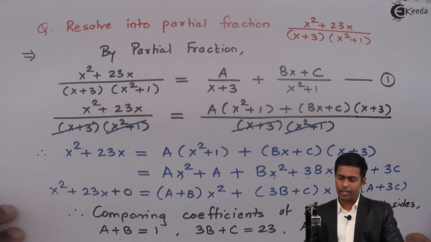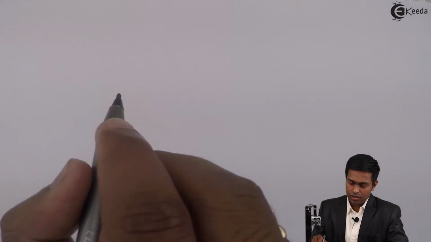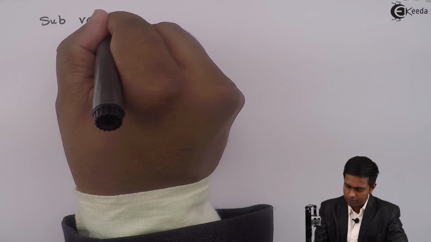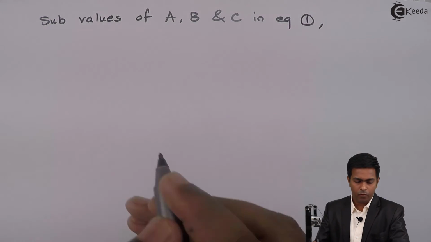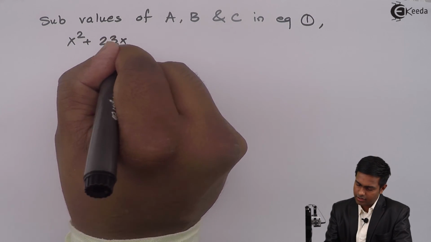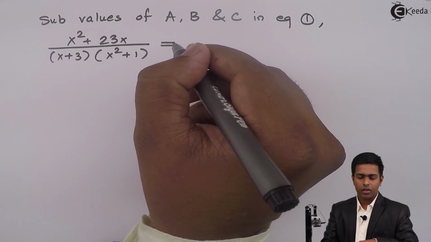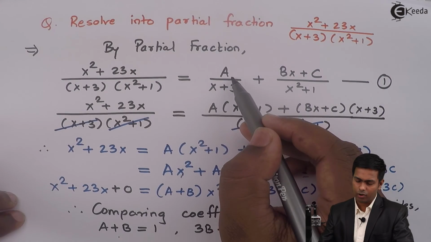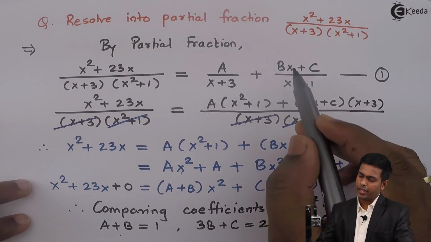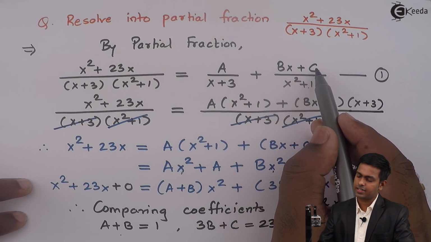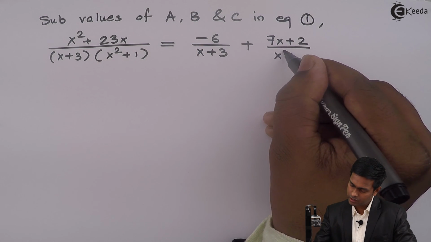Now we will substitute the values of a, b and c in equation number 1 to get the partial fraction. So substituting the values of a, b and c in equation number 1, we will get x square plus 23x upon x plus 3 into x square plus 1 is equal to a upon x plus 3, and the value of a we got as minus 6. So minus 6 upon x plus 3 plus bx plus c upon x square plus 1, where we got b as 7 and c as 2. So this will become 7x plus 2 upon x square plus 1.